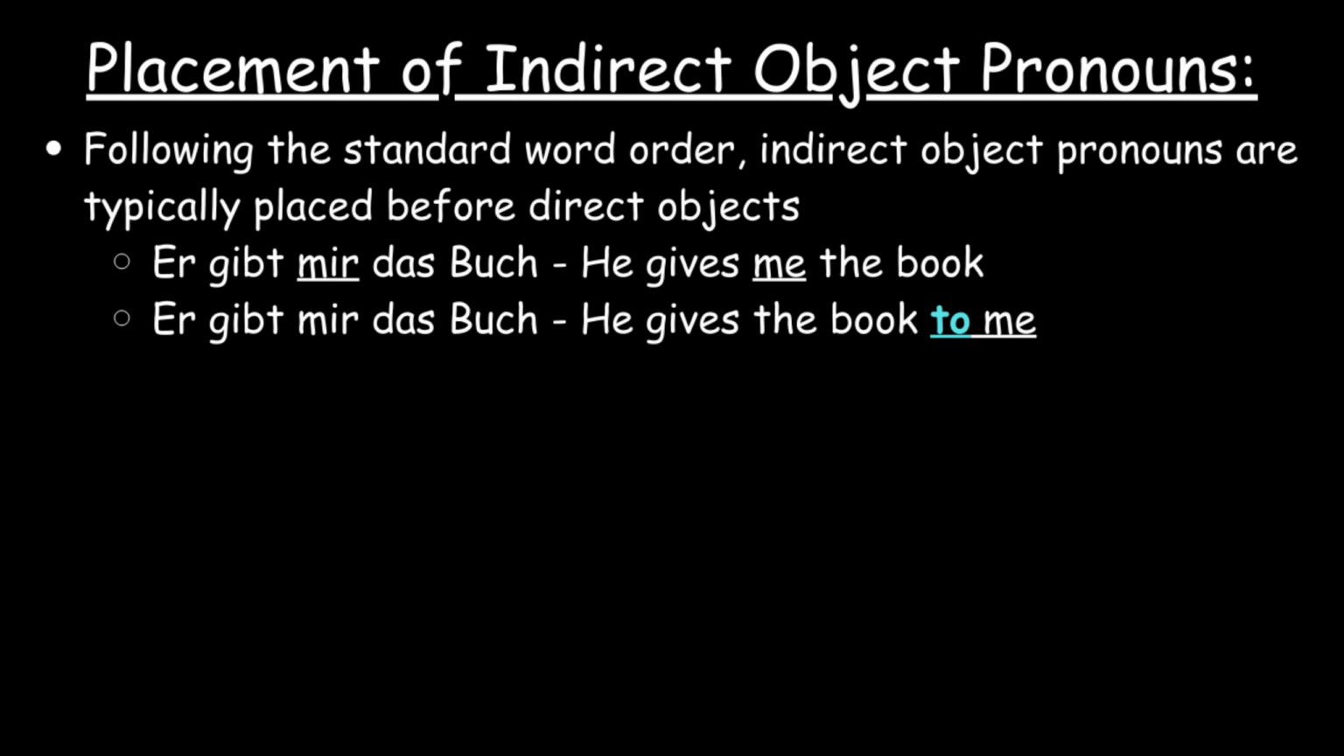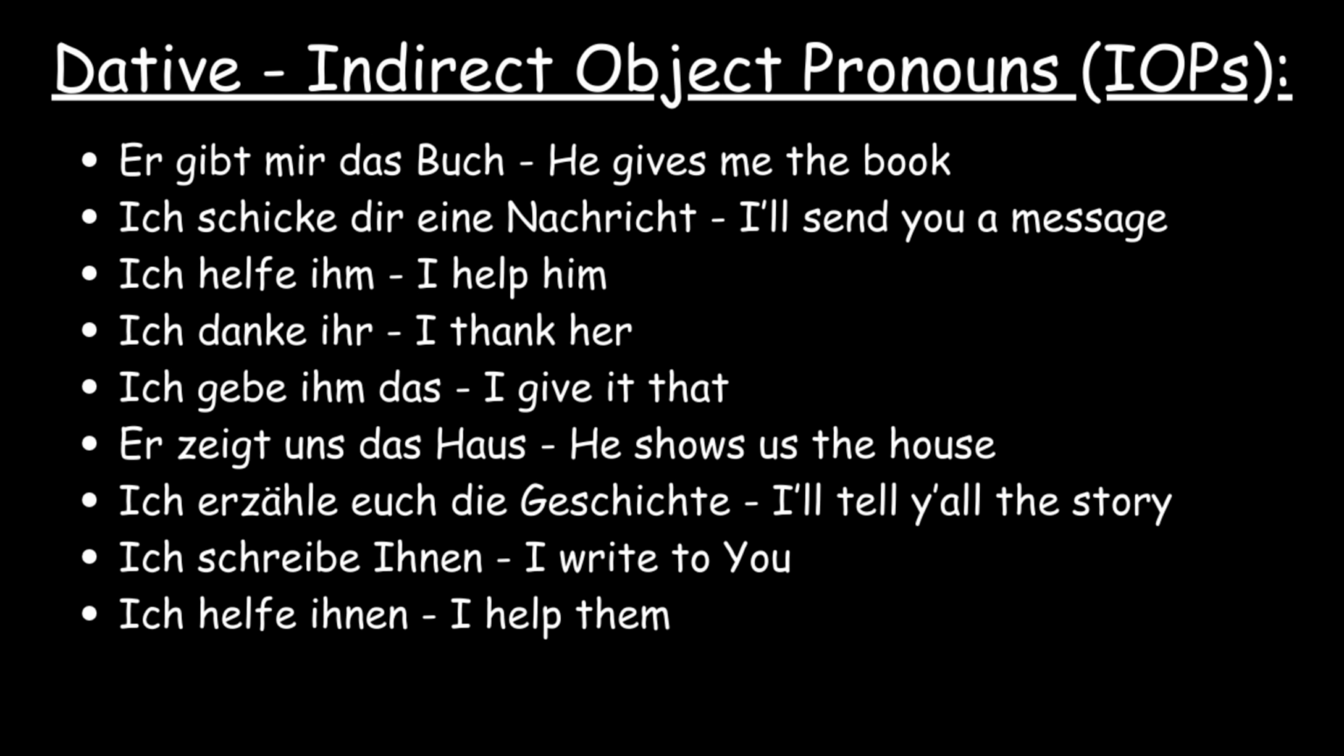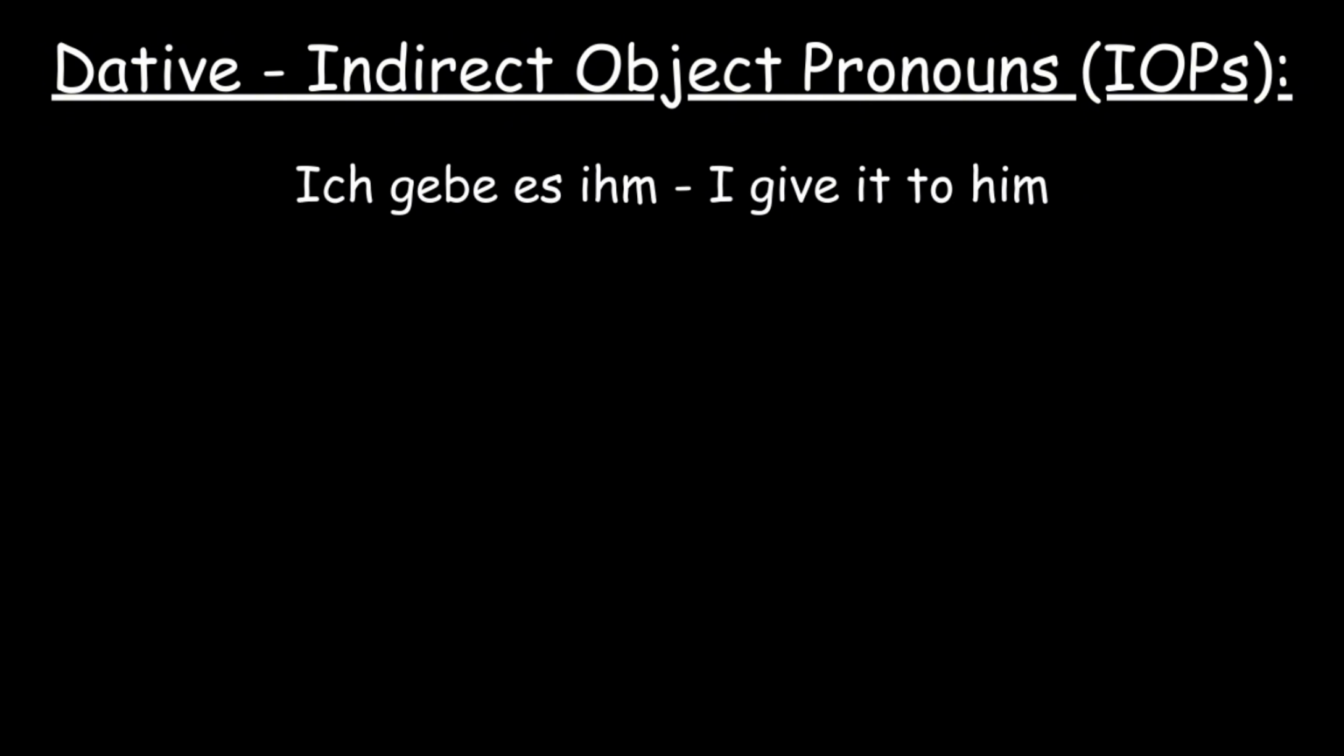And in this case, the indirect object pronoun is placed after the direct object. This is only applicable in English, but the point is that the indirect object pronoun is meaningfully more accurate because of the preposition. Saying, he gives me the book is perfectly fine, even without the preposition. In fact, many of the phrases are written without prepositions because the dative verbs allow the case to use indirect object pronouns.